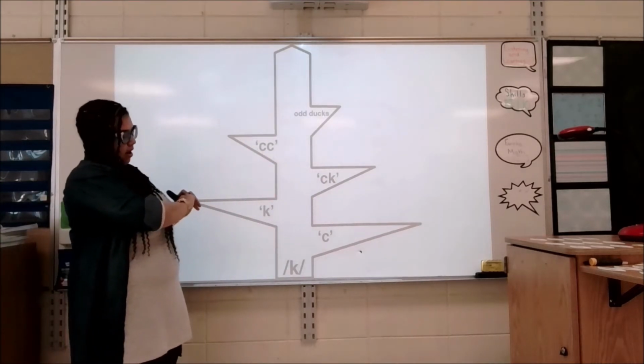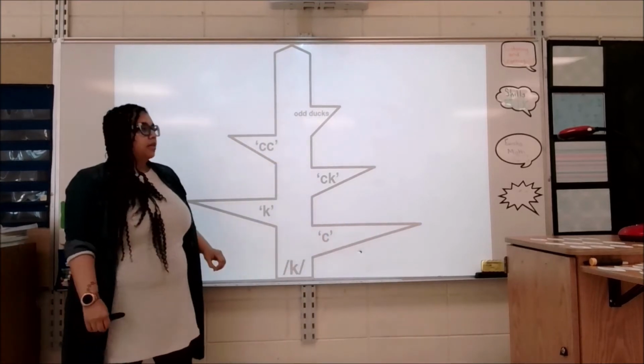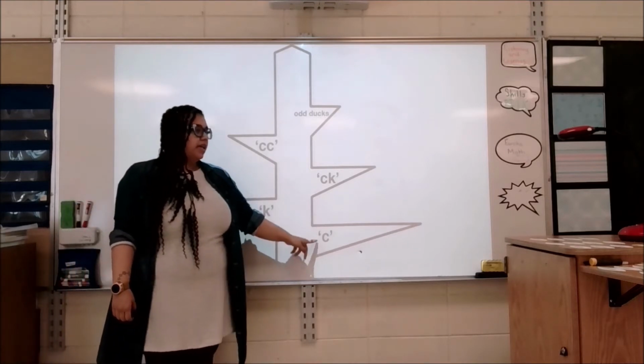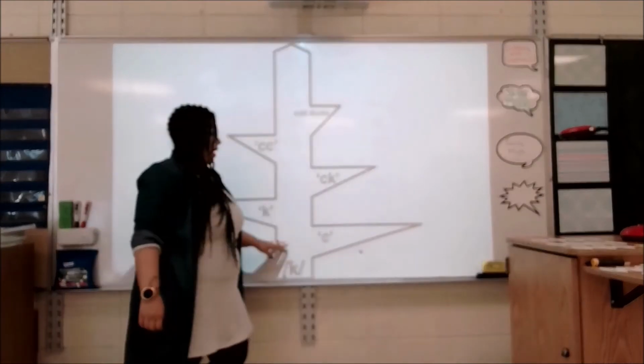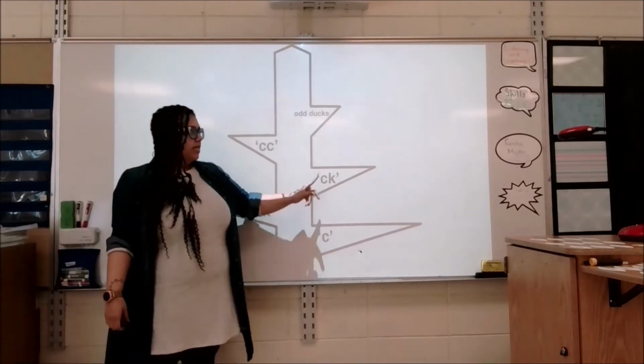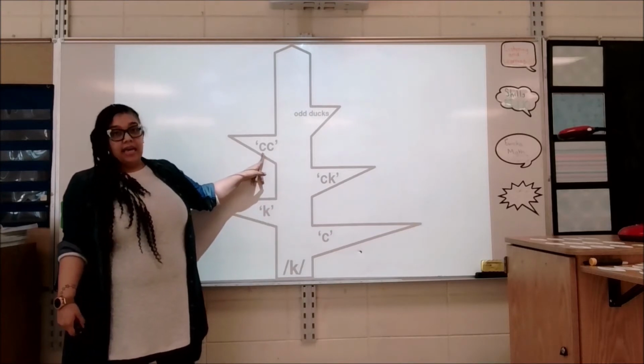What you'll notice about our spelling tree is that the longest branches belong to the spelling that we use the most. So C, we use it the most. The next, K, a lot less. CK, less. CC, even less.